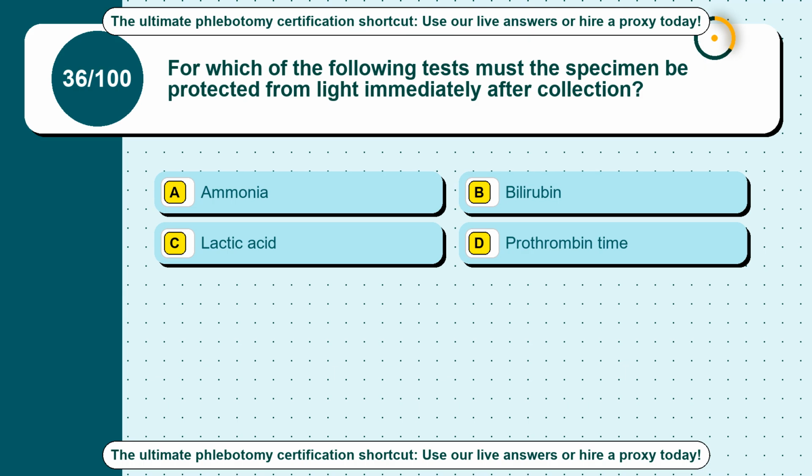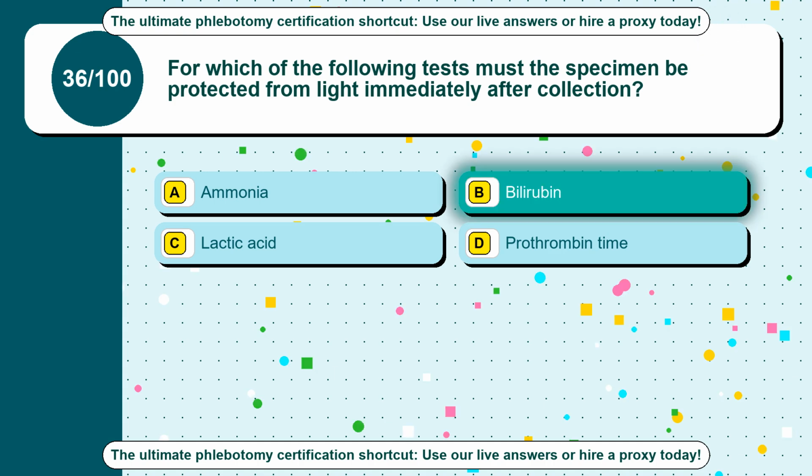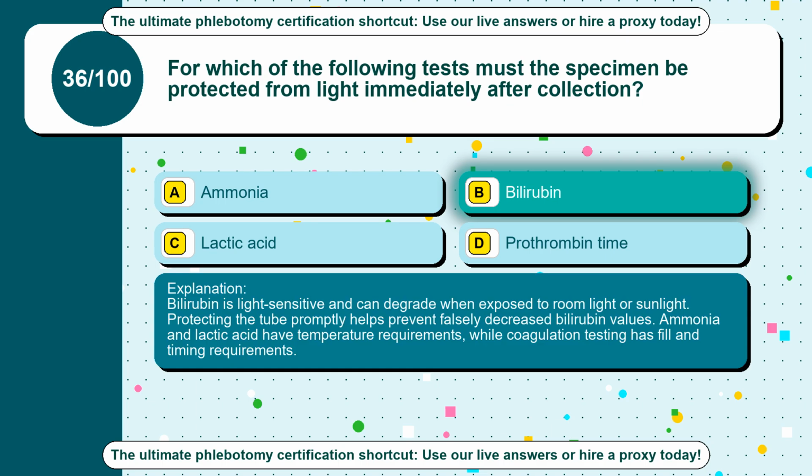Option B, bilirubin. Option C, lactic acid. Option D, prothrombin. The correct answer is option B, bilirubin. Bilirubin is light sensitive and can degrade when exposed to room light or sunlight. Protecting the tube promptly helps prevent falsely decreased bilirubin values. Ammonia and lactic acid have temperature requirements, while coagulation testing has fill and timing requirements.